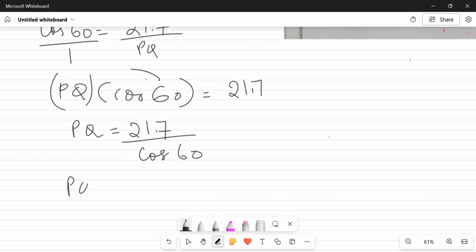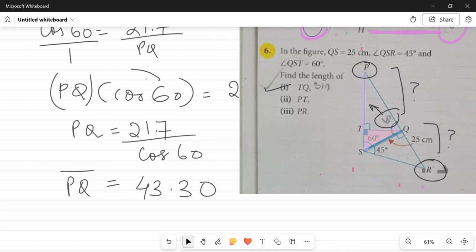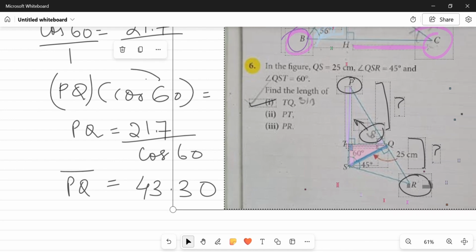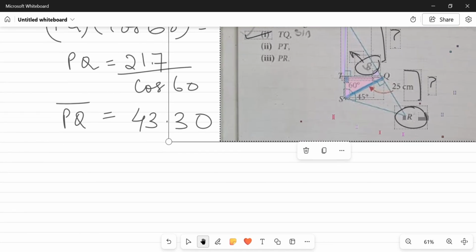So what is PQ? Have you found the PQ answer? PQ is 43.30, right? This is to 4 significant figures. Now we have found PQ, the first part. Now we need to find the second part.